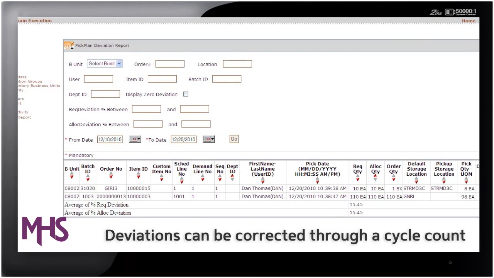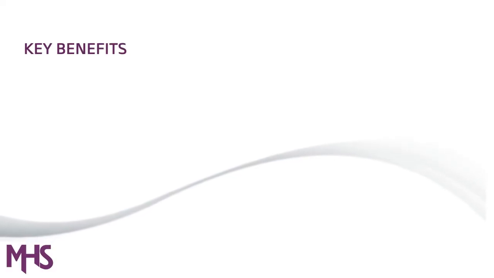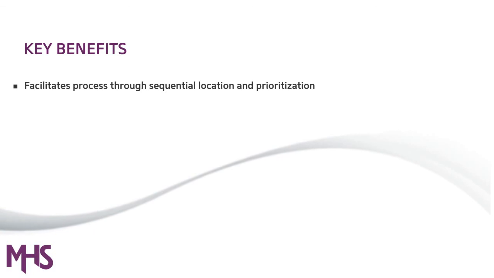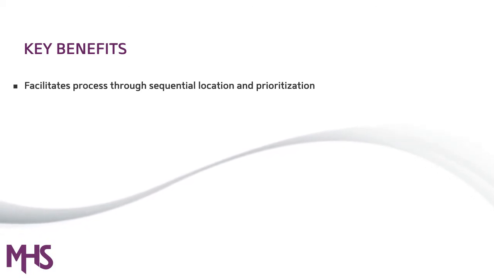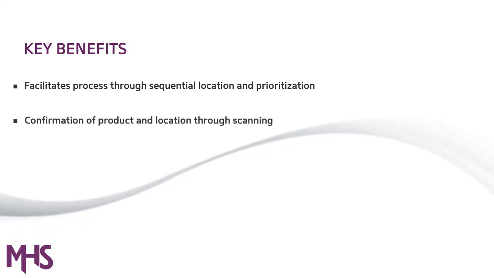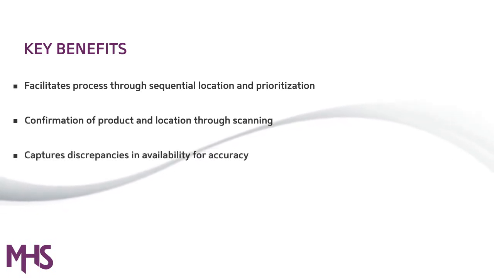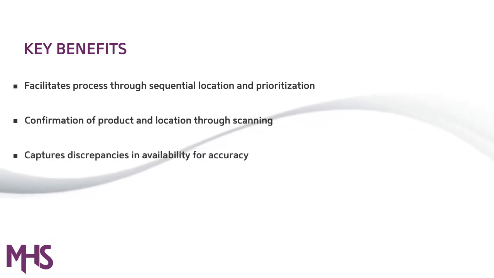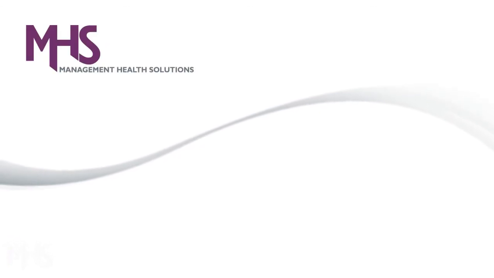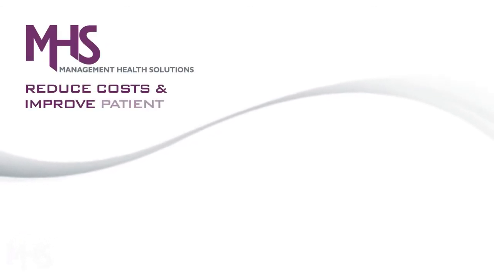within the MMIS system. In summary, the key benefits of our pick module are: facilitates process through sequential location and prioritization, confirmation of product and location through scanning, captures discrepancies in availability for accuracy. Management Health Solutions, reduce costs and improve patient care.